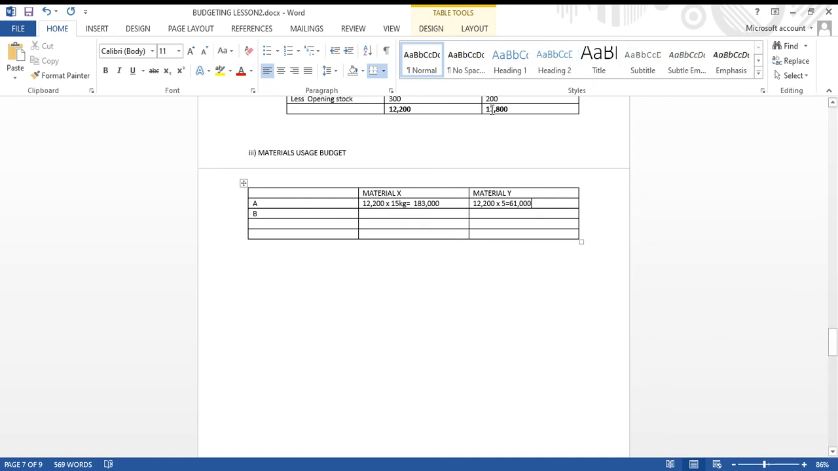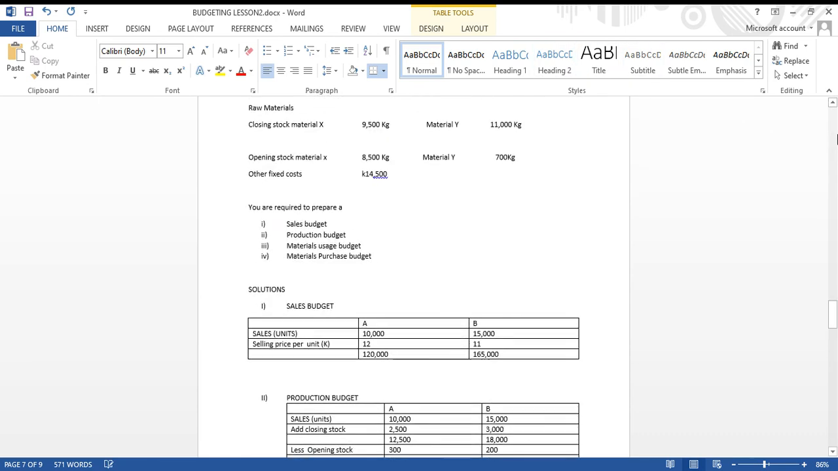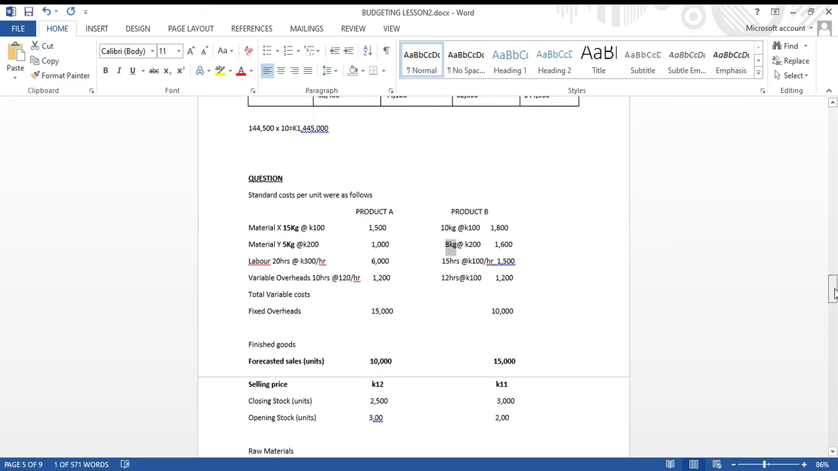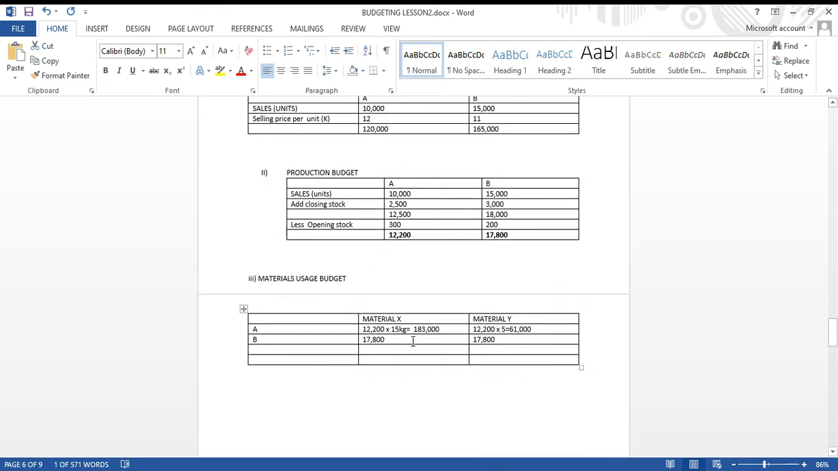Product B, we said we need to produce 17,800 units. So here's 17,800 units. For product B, for material X, we need 10 kg, and for material Y, we need 8 kg. So for material X, 17,800 times 10, we get 178,000 kg of material X for product B.